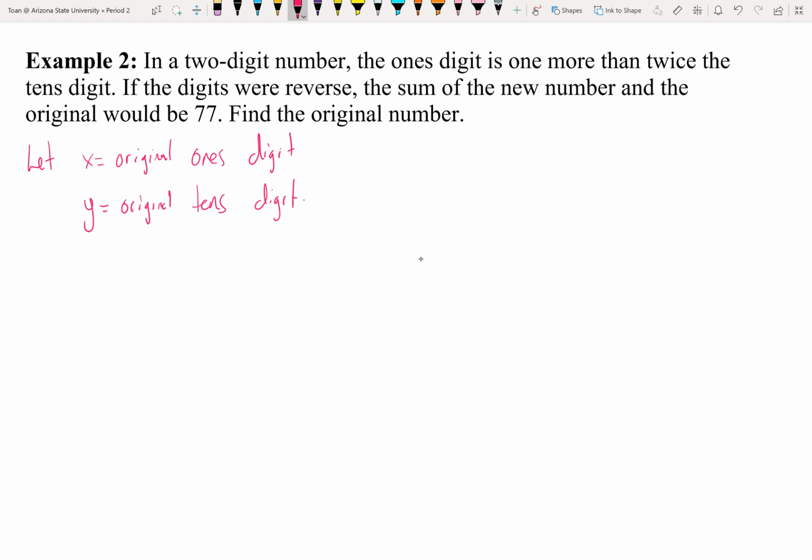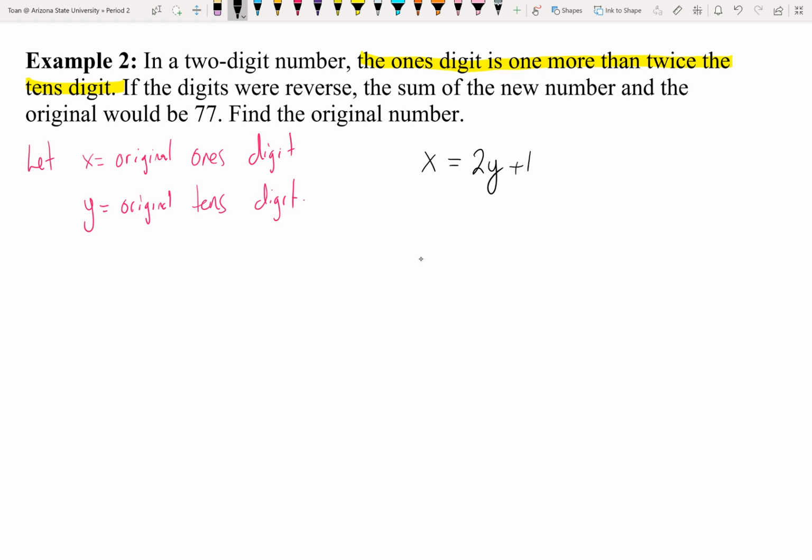All right. So let's read it. In a 2-digit number, the ones digit is 1 more than twice the tens digit. So you just go ahead and write that. The ones digit, so x, is 1 more, so that's plus 1, than twice the tens digit. You guys see how all I did was translate that sentence into an equation?